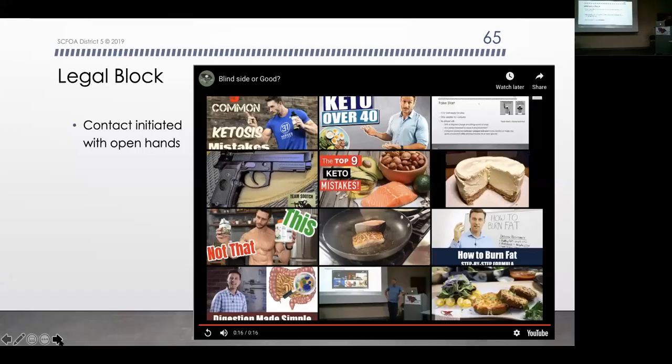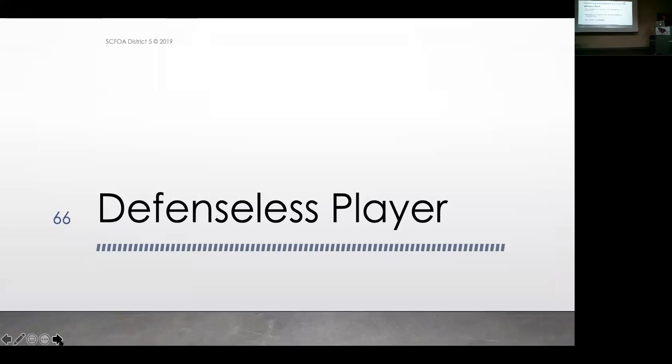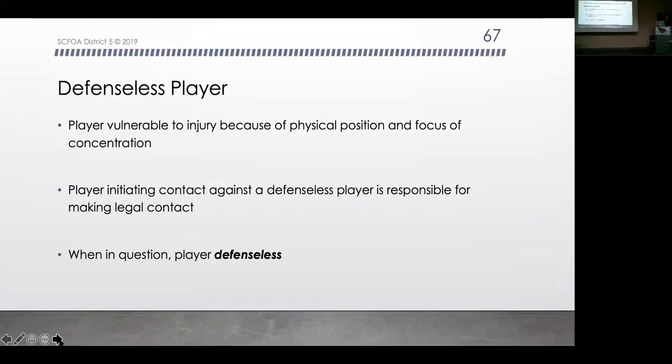All right. So by definition, a defensive player is a player vulnerable to injury because of their physical position and focus of concentration. The player initiating contact against a defensive player is responsible for making legal contact. So the responsibility is on the player making contact. And when in question, based on the rule book, the player is defenseless. And why is it in question that the player's defenseless? Safety issues.